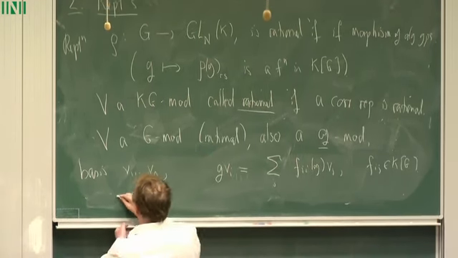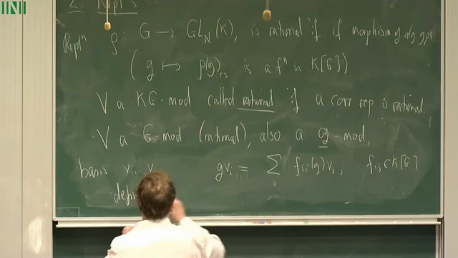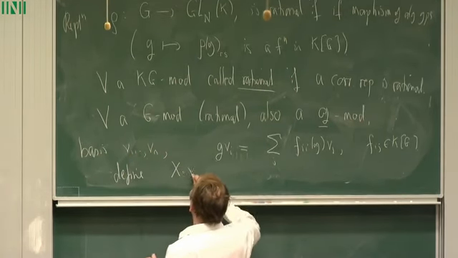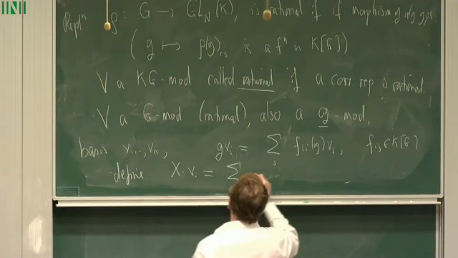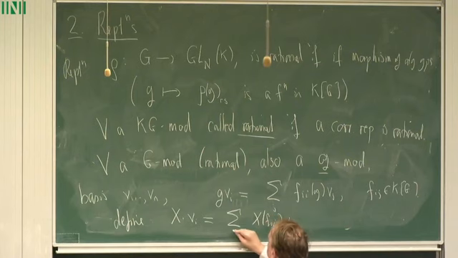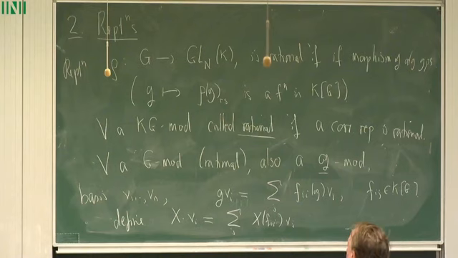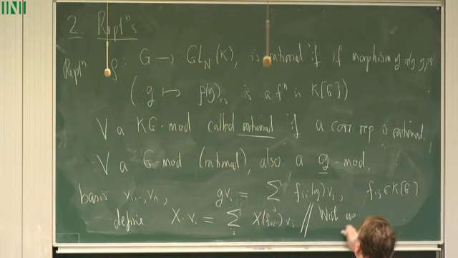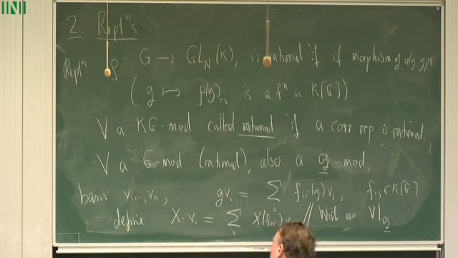So you define x v_i equals the sum of x f_ji v_j. And that makes V into a little g module. Let's write it as just the restriction, V as a little g module. Right. So let's have some examples of this.